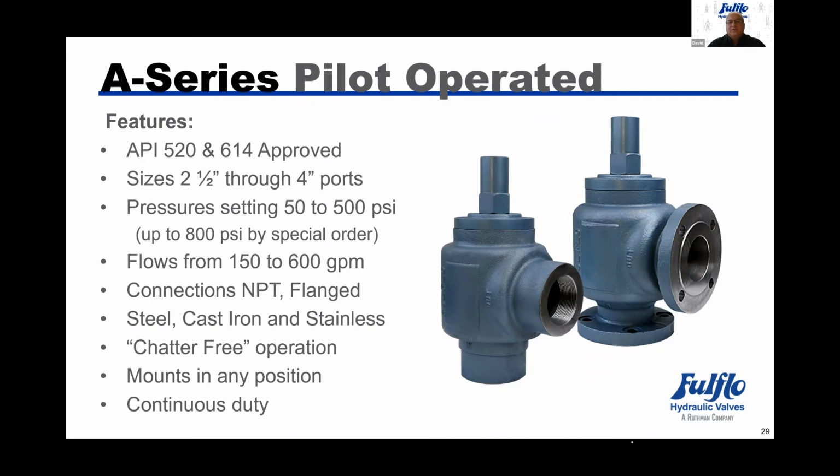We do have special size, special design where we can take the pressures up to 800 PSI by special order, by special model number. And you can call and we can provide that number for you. Here are the flows from 150 to 600 gallons a minute as well. Same NPT and flange connections, materials, chatter-free mounts in any position. Also can be used for continuous duty.